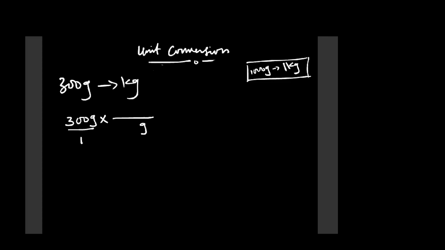So what's the coefficient of gram here? 1000. So you have that 1000 gram is going to be at the denominator. And what is the unit you are converting to? Kilogram. So you have 1 kilogram here, so that this gram and this gram can cancel.